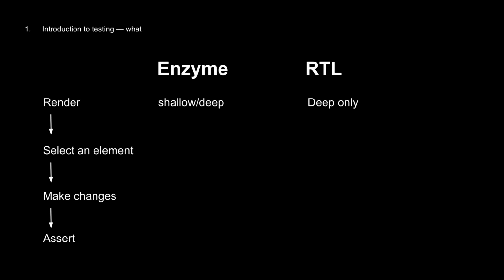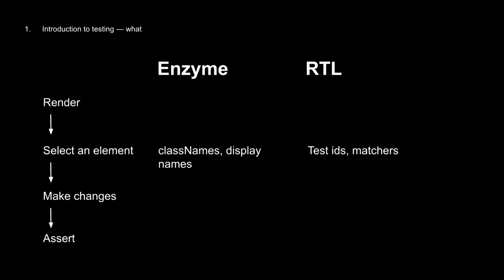I don't know which would be the better word. Let's call it deeply. And React Testing Library only renders it in a deep way, unfolding all of the components. So from this perspective, it's a bit harder to render a component with React Testing Library if it depends on routers or context or Redux. Selection of elements works by class names or display names with the find method in Enzyme and with test IDs and matchers in React Testing Library. And of course, we will have code for that.